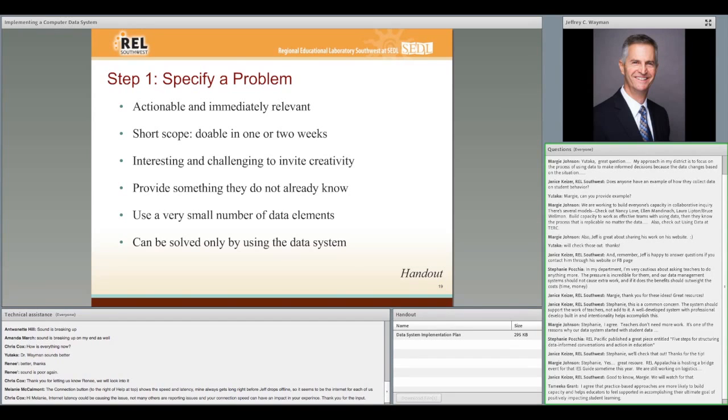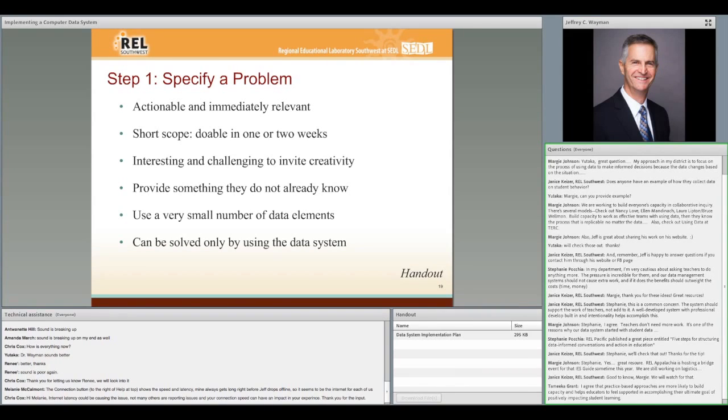So, like Joe did, the implementation planners, you pick a problem that everybody's going to work on. Maybe it's a short menu of problems, but something that you specify that's actionable, so that whenever they do this problem, they will get something out of it. It's immediately relevant, so it's something that they are facing that day, that week, that month, something that doesn't take them long to do, that they can work on in 1 or 2 weeks. I mean, we know the research about short cycle things, and you celebrate it and you move on to the next one.